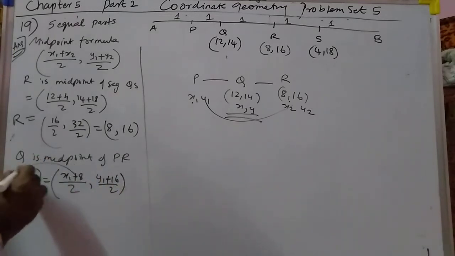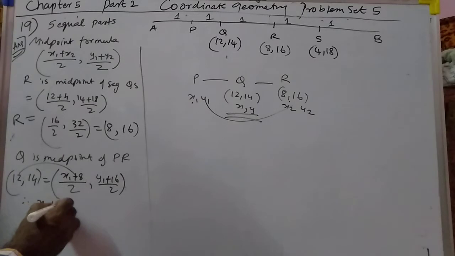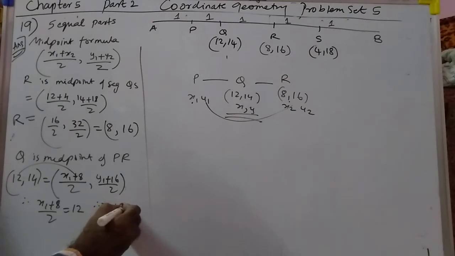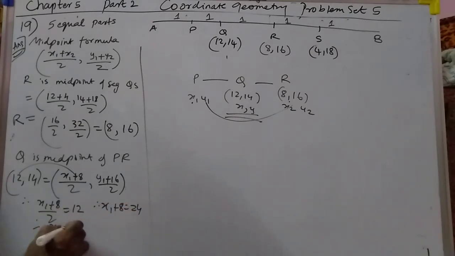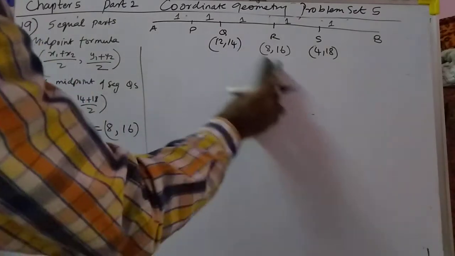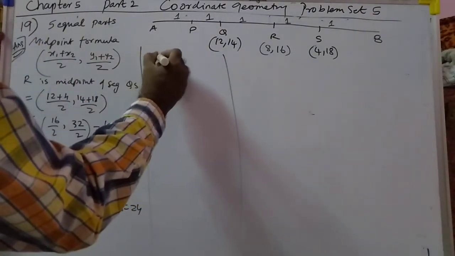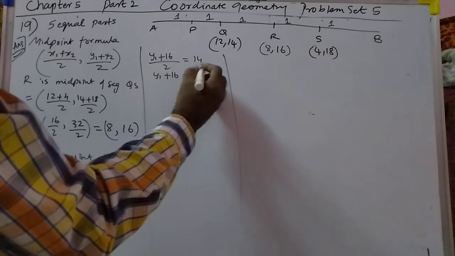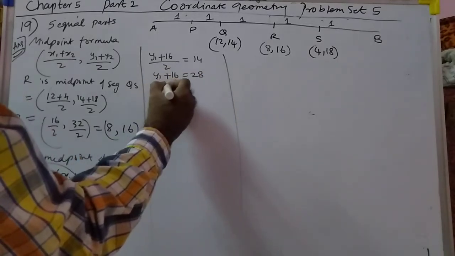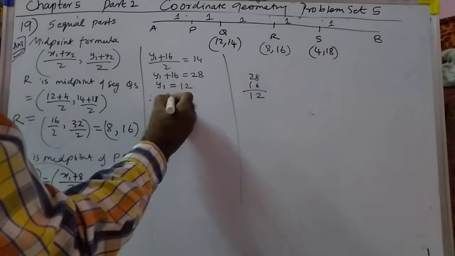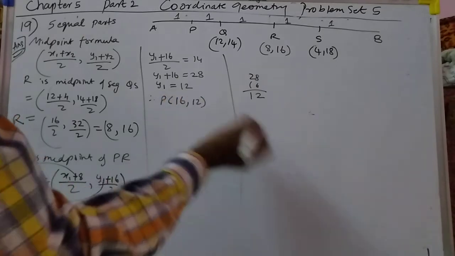So compare it. Therefore x1 plus 8 upon 2 is equal to 12. Therefore x1 plus 8 is equal to 24. Therefore x1 is equal to 16, subtracted. Okay. Similarly, compare this. So y1 plus 16 upon 2 is equal to 14. So y1 plus 16 is equal to 28. So y1 is equal to 28 minus 16, 12. Therefore point P we got 16 and 12.